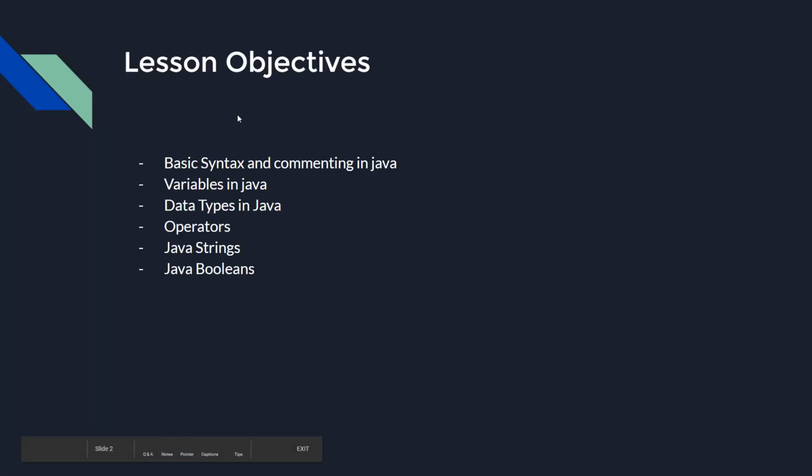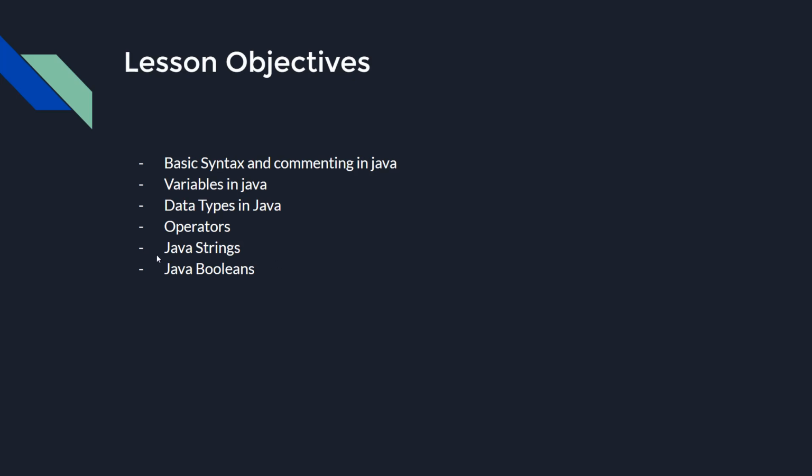So what are the lesson objectives? The first thing is basic syntax and commenting in Java, variables in Java, data types in Java, operators. Then we are going to be looking at Java strings and then the booleans in Java.